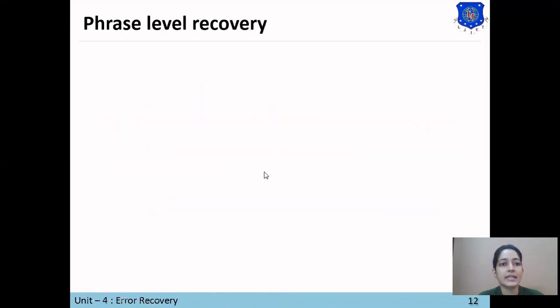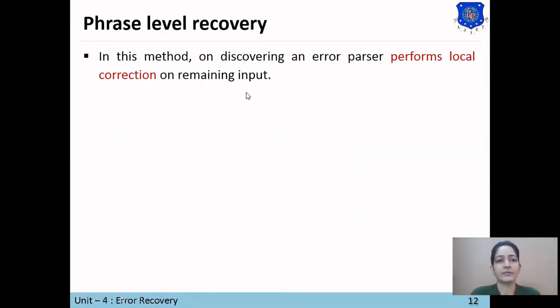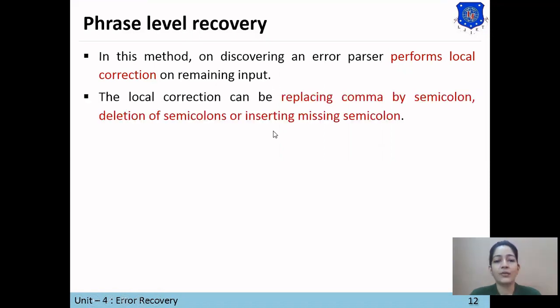Okay. The next technique is phrase level recovery. In the phrase level recovery method, on discovering an error, the parser performs local correction on the remaining input. What does it actually do? It replaces the prefix by some string and allows the parser to continue with the remaining input. So it performs local error correction like replacing a comma by a semicolon, deleting a semicolon, or inserting the missing semicolon. These are the local corrections phrase level recovery performs.